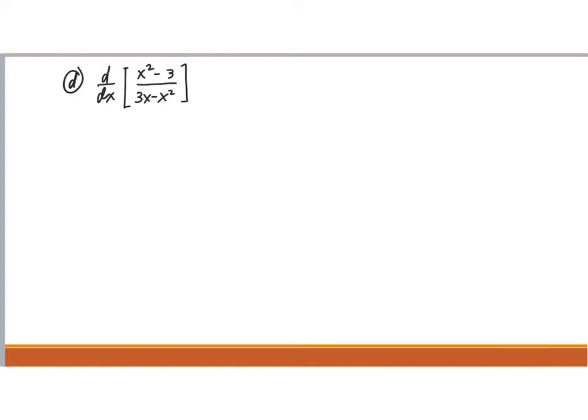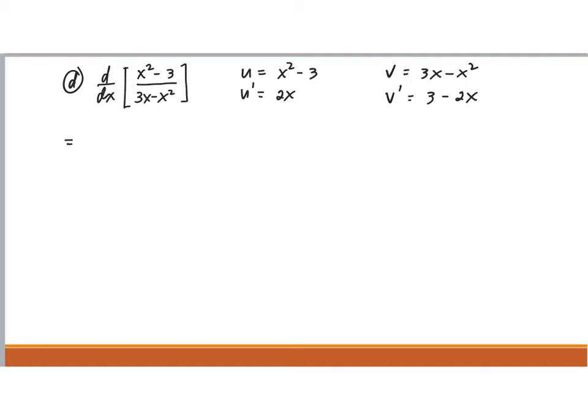Let's have another example. Suppose you want to get the derivative of x squared minus 3 over 3x minus x squared. Let's make the numerator as u, so x squared minus 3, so the derivative is 2x. Make the denominator v, 3x minus x squared. The derivative will be 3 minus 2x. Then substitute into the formula.